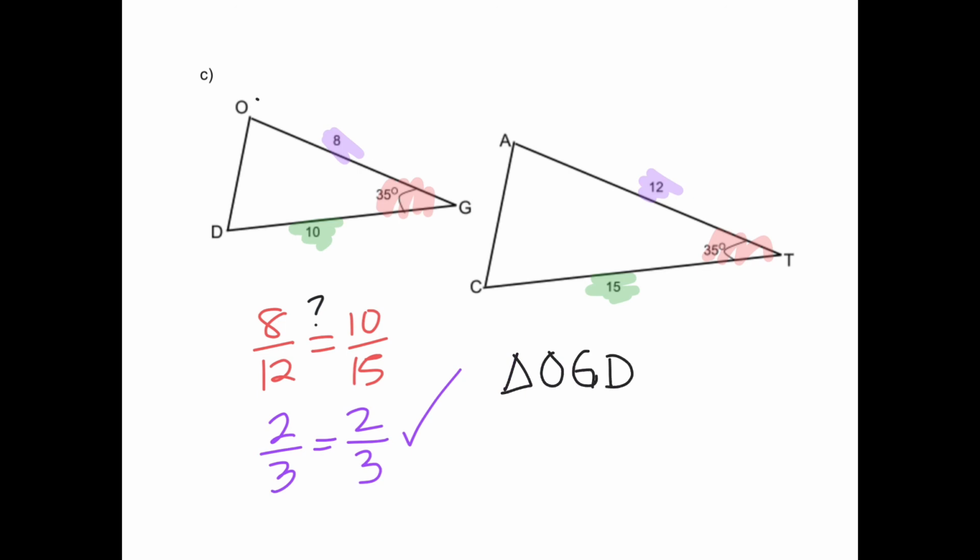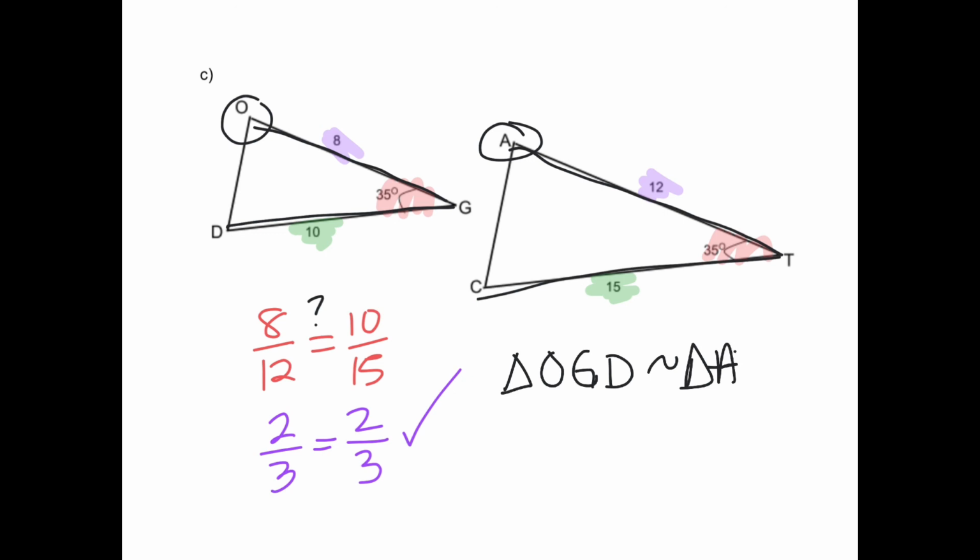OGD. So I went from O down my purple side and then out my green side. So OGD is similar to starting at A, triangle A, down my purple side, and then out my green side. So ATC by side, angle, side, similarity.